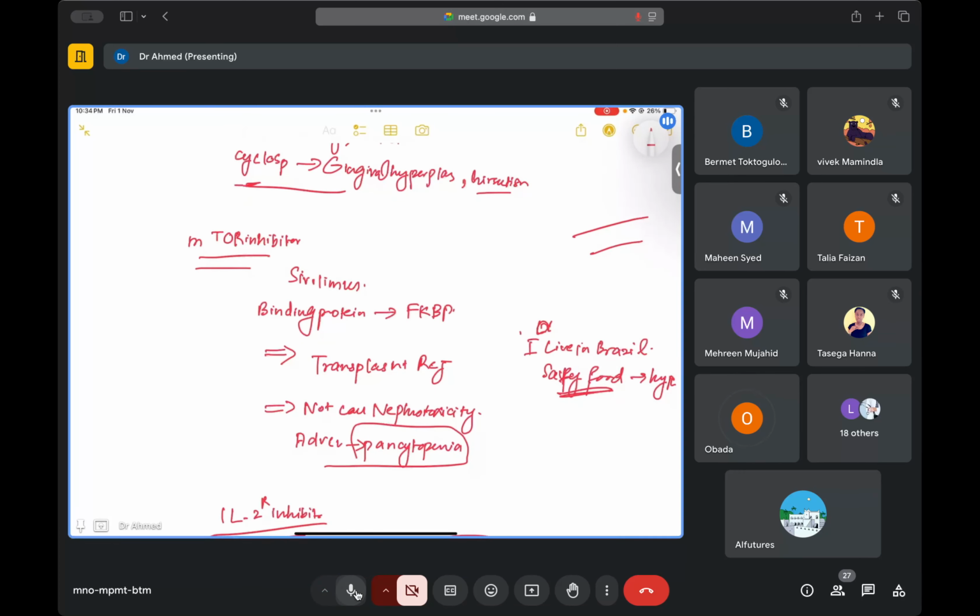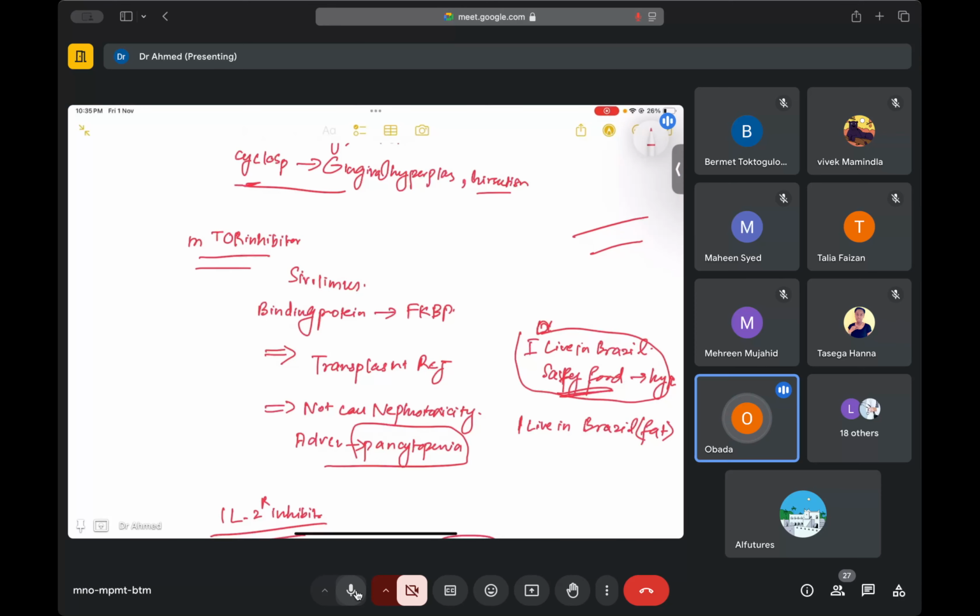Okay, I just found a good mnemonic. I live in Brazil, and you should remember that Brazilians are fat. Sorry if someone gets offended. So they are fat. Those who have obesity have an increased risk for hypertension, so they avoid eating salty food. So fat for edema, and salty food for hypertension, IL-2, basiliximab. Simple.